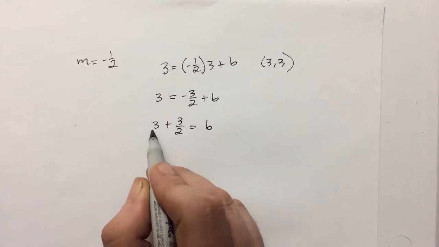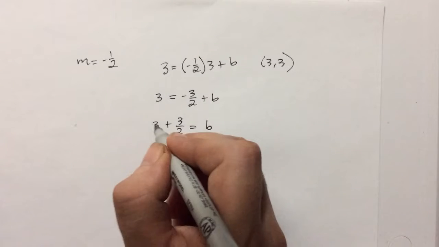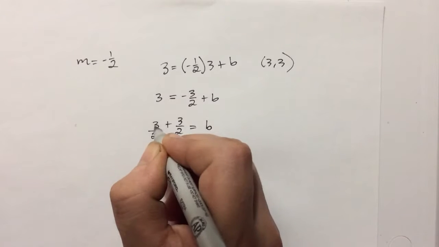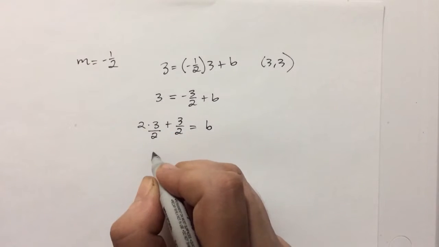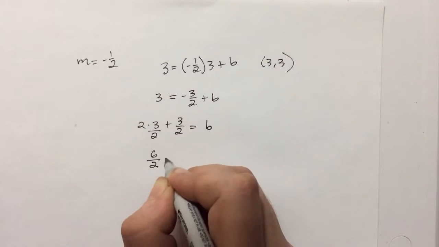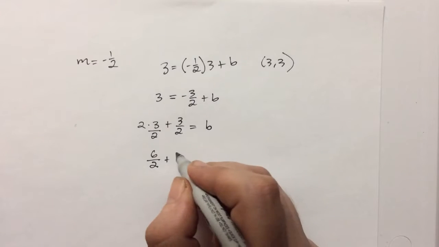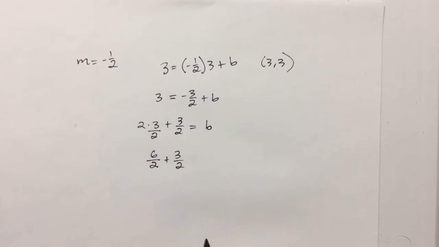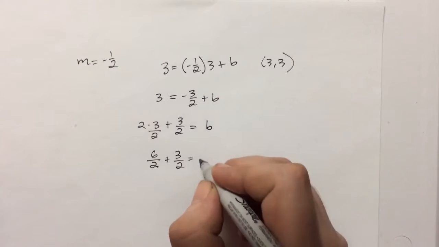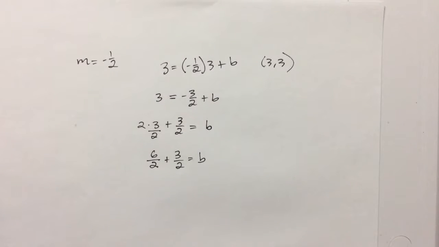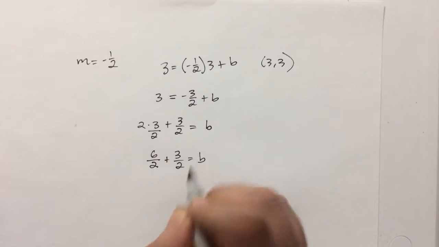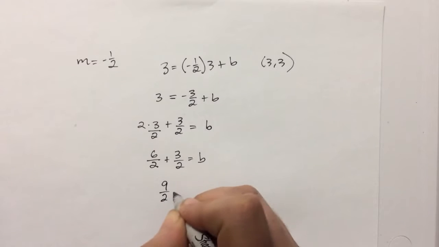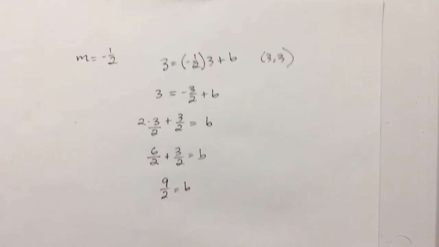How many halves is 3? Well, if I put a 2 in the denominator, I've got to multiply by 2 on top. So I get 6 halves is the same thing as 3, which makes sense to me because 6 halves of a pizza is 3 whole pizzas. So 6 halves plus 3 halves, that's 9 halves. So I get 9 halves for b.